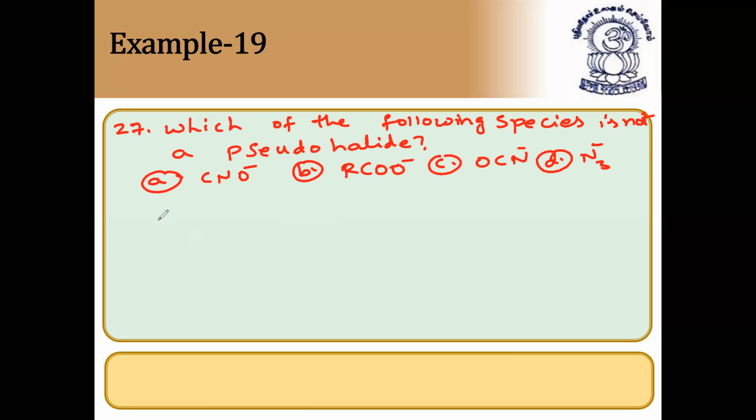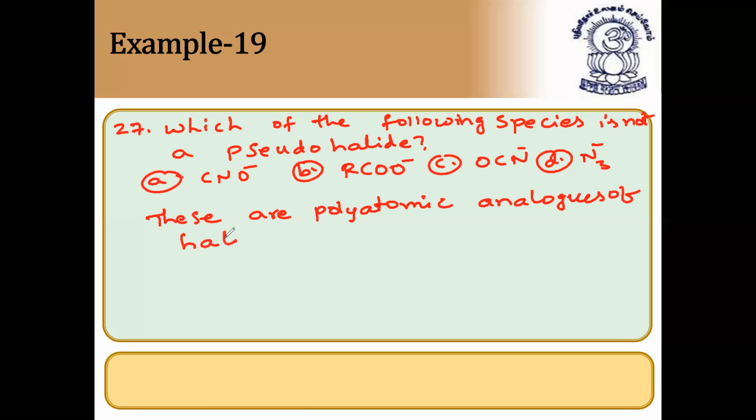Pseudo-halides are polyatomic analogs of halogens, which allows them to substitute halogens in several classes. So, polyatomic analogs of halogens. Examples: N3 minus is a pseudo-halide. OCN minus is a pseudo-halide. Okay, so these are all pseudo-halides.